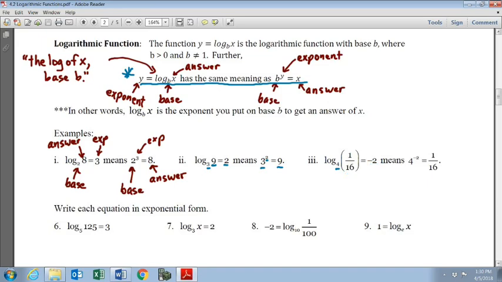There is a nice little way you can do this. I've seen this a number of different ways. So basically, what I like to do is go backwards from the log form.